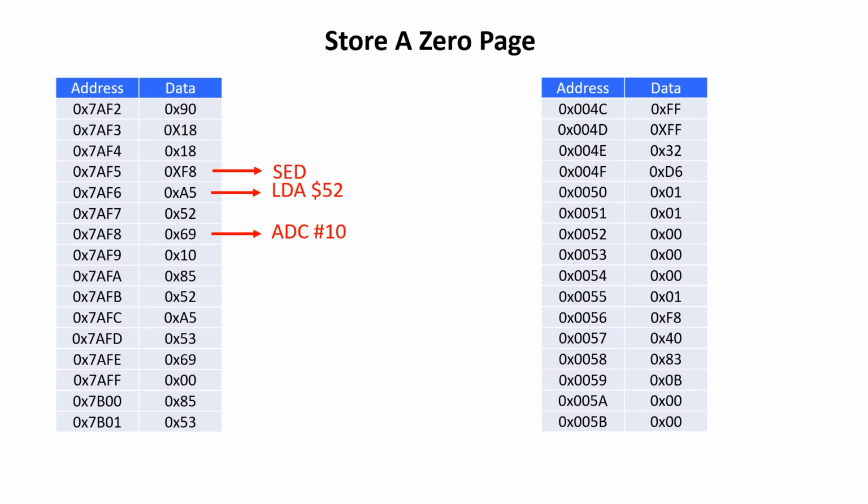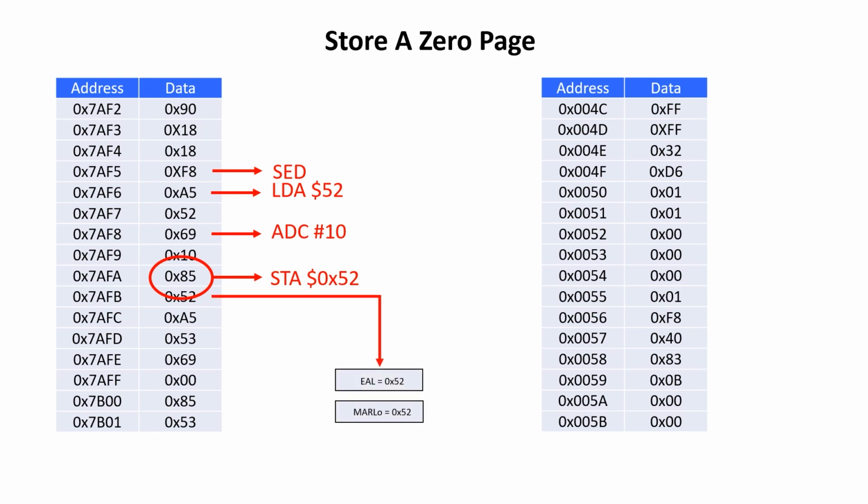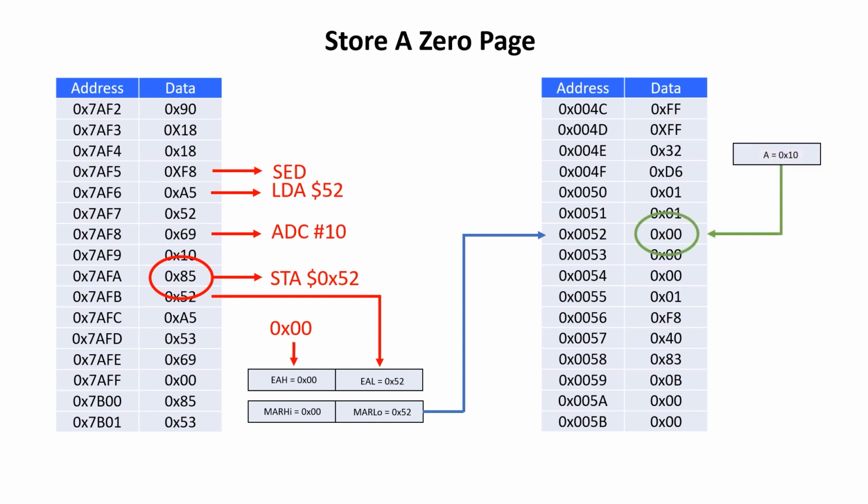Here in this fragment of code, we have the STA zero page instruction at 7AFA. We want the 52 hexadecimal address to be copied into the EAL register, which will be reflected in the MAR low register. Because we know that this is a zero-page instruction, we can load EAH with 0, which also gets reflected in MAR high. Our effective address register and memory address register now both point to the memory location 0052. Then we take the value 10, which is in our accumulator, and store it at this location 0052, overriding the 0 that was already there.